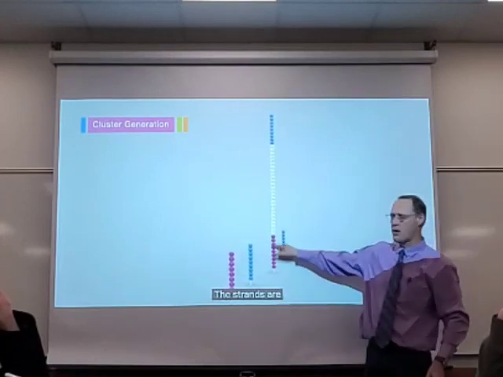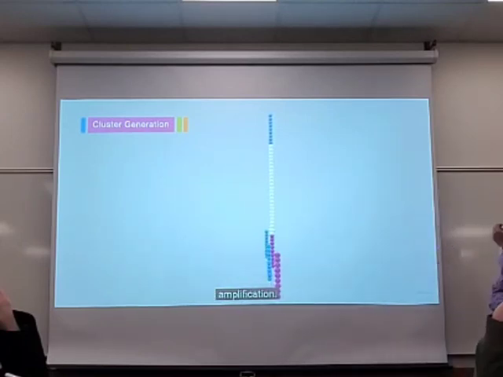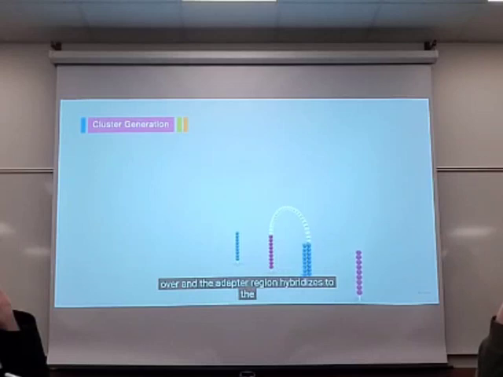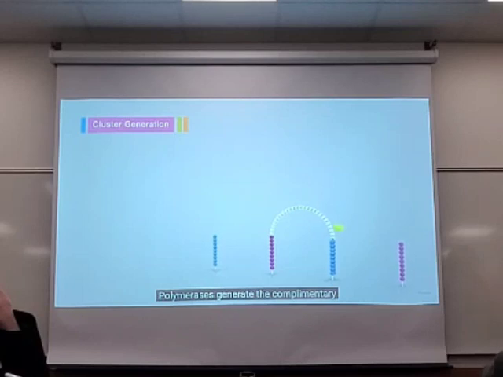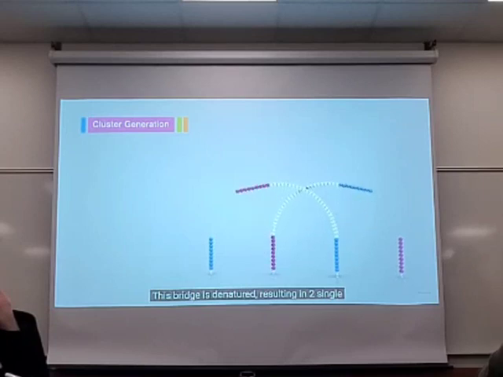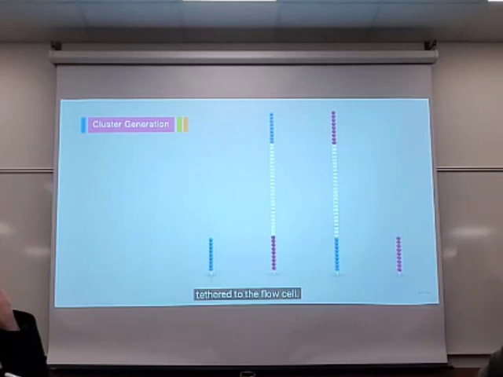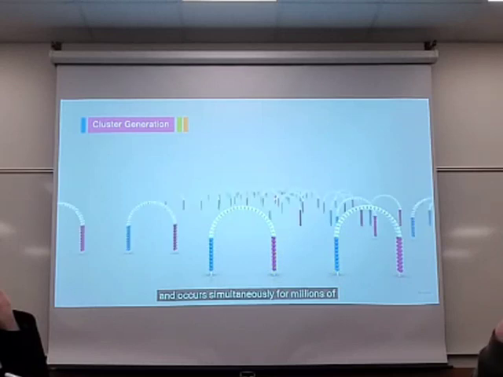The strands are now firmly covalently attached to the surface, and amplified through bridge amplification. In this process, the strand folds over, and the adapter region hybridizes to the second type of oligo on the flow cell. Polymerases generate the complementary strand, forming a double-stranded bridge. This bridge is denatured, resulting in two single-stranded copies of the molecule that are tethered to the flow cell. The process is then repeated over and over and occurs simultaneously for millions of clusters.